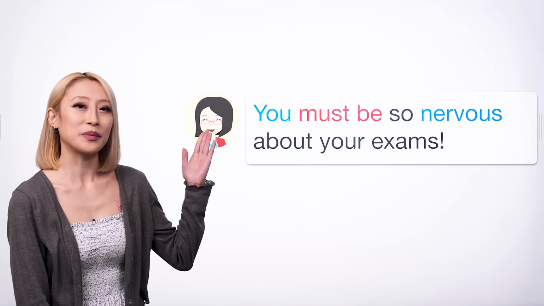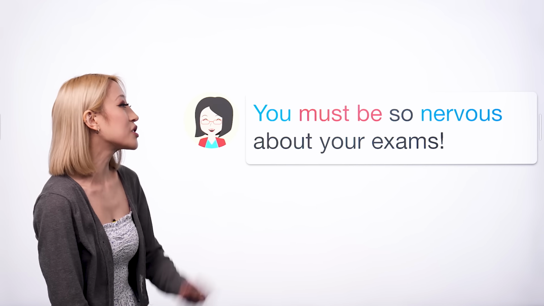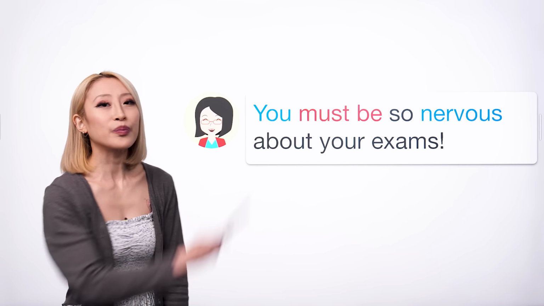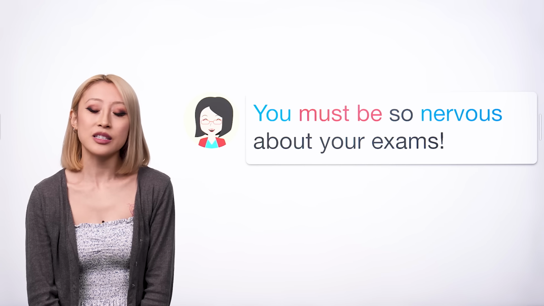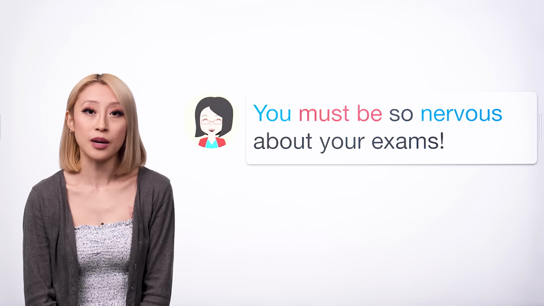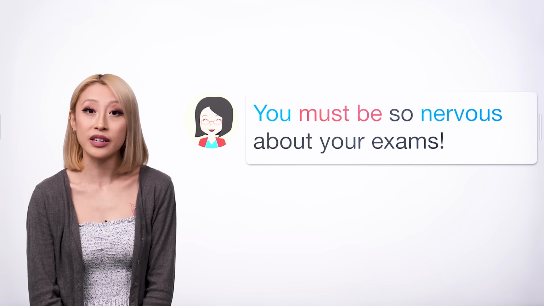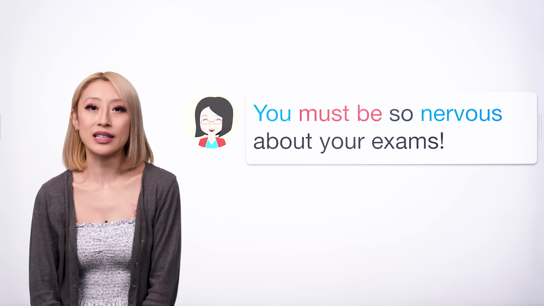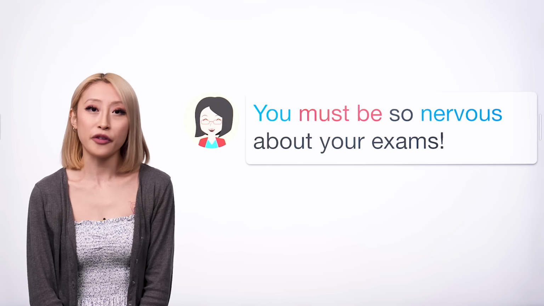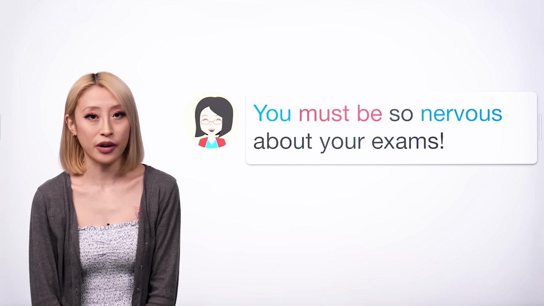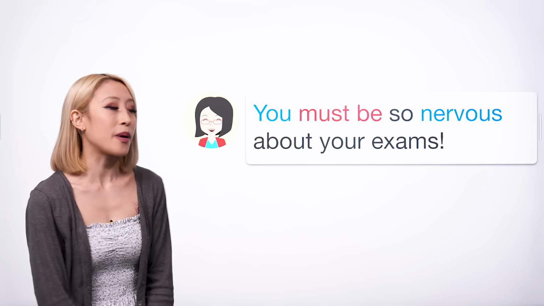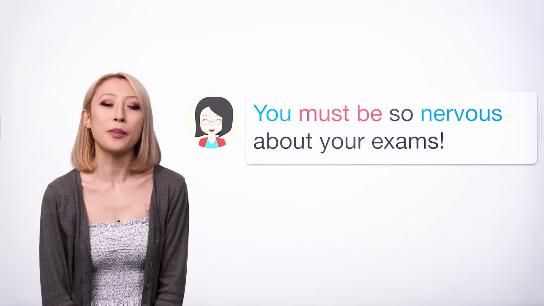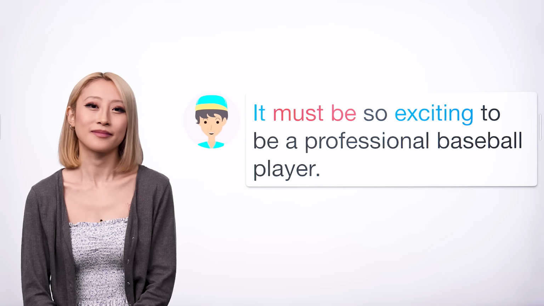Let's try one more. You must be so nervous about your exams. You is the subject. The speaker is making a strong assumption about how the person feels. Must be so nervous about your exams is a verb phrase that includes the adjective phrase, so nervous about your exams. Again, this follows the pattern exactly.